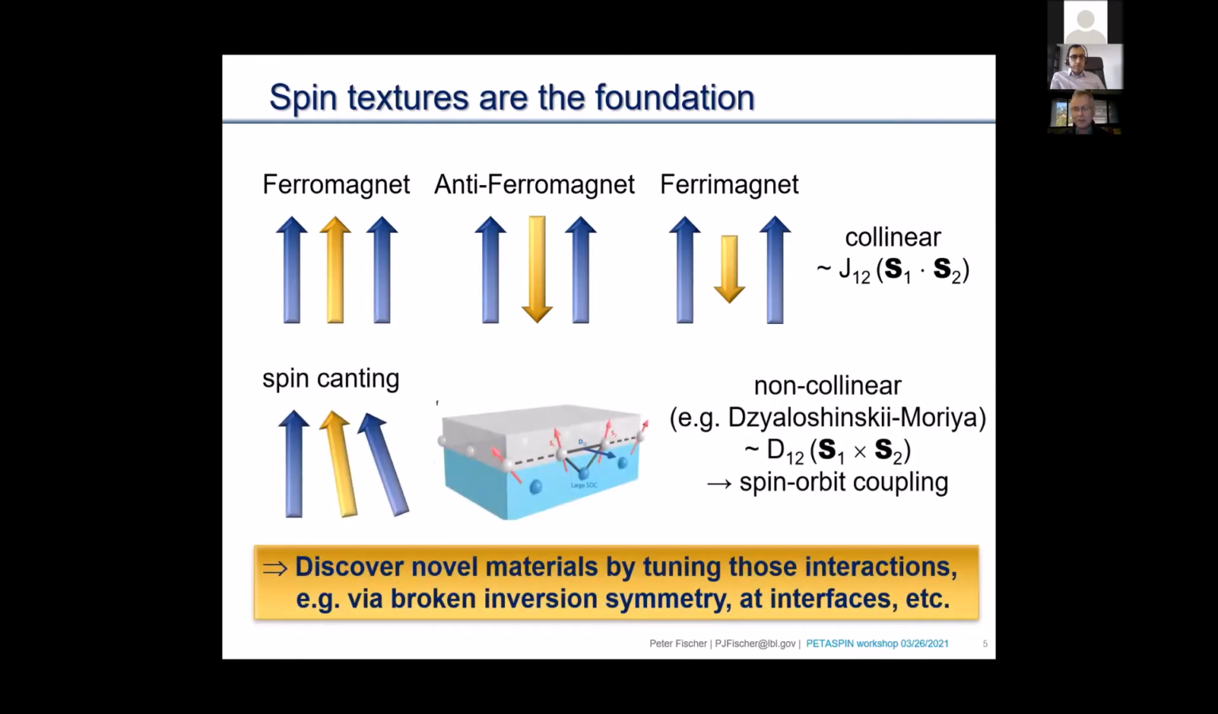And then, as Eric just pointed out nicely as well, there's the non-collinear, antisymmetric exchange coupling, the Dzyaloshinskii-Moriya interaction, and you play with those two interactions in one way or another. You can discover novel materials by tuning those two interactions, and this is, as we just heard in the previous talks, broken inversion symmetry, in particular at interfaces. And this is, in the end, I think, our toy, our playground that we're really excited about.